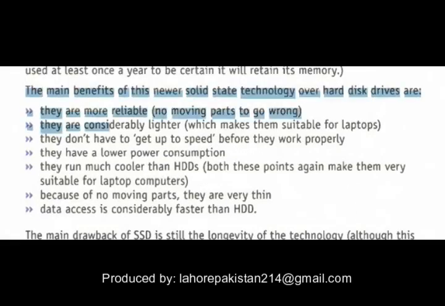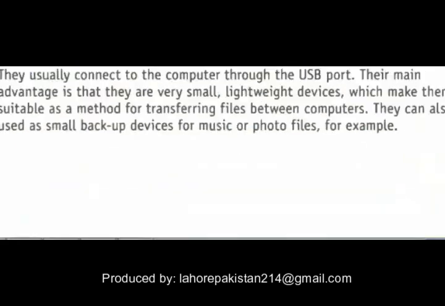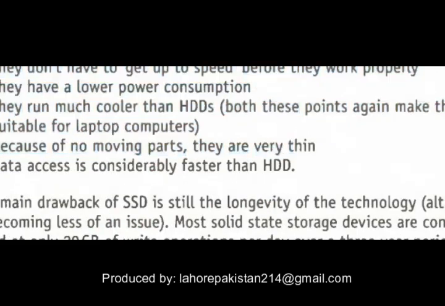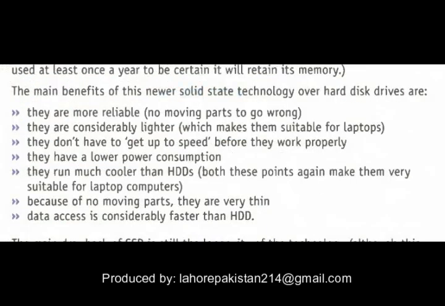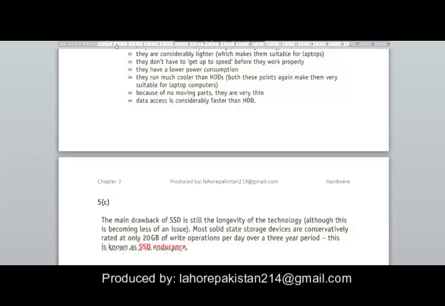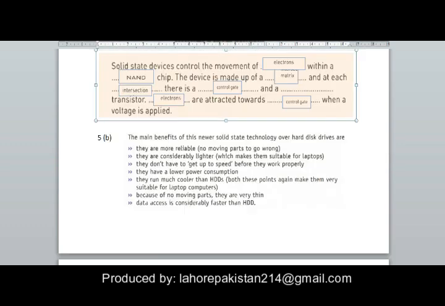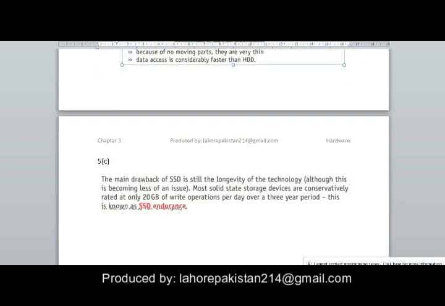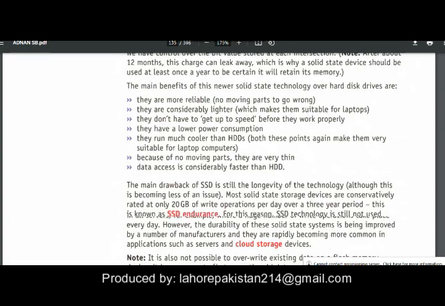This is written over here on page number 125, that SSD is more reliable, considerably lighter, doesn't have to get up to speed, has lower power consumption, is much cooler, has no moving parts, and is faster. You can write any 3 points out of them. I have written all the points in the answer because all points are very important. And now come to the last question.